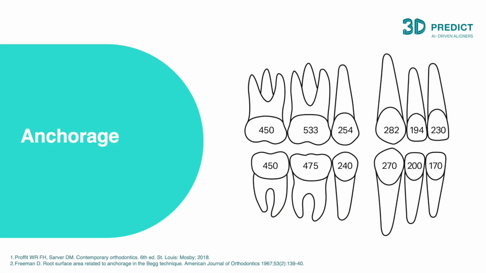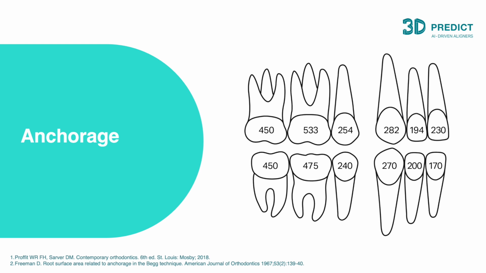Let's begin with anchorage. To anchor is to hold or resist the movement of teeth. This is provided by a specific anatomic unit, for example, molars and premolars working together to anchor the movement of anterior teeth. In orthodontics, being able to calculate anchorage is crucial for the purpose of creating reliable teeth movement.